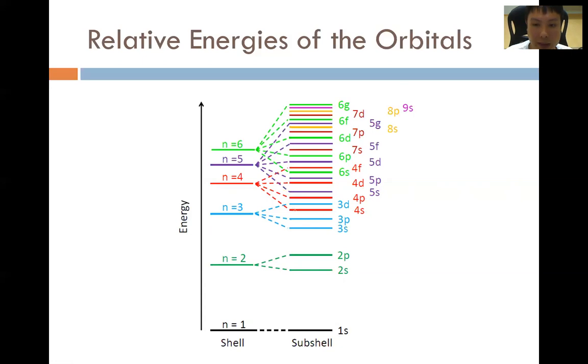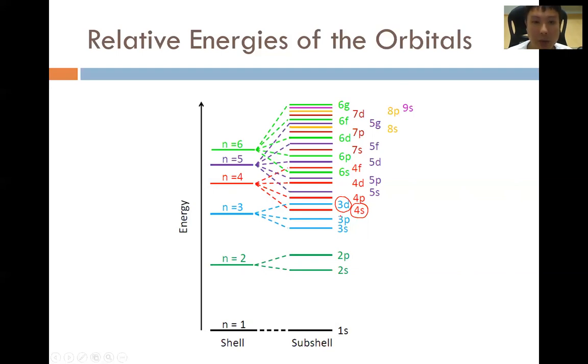But if you look at the relative energies, you will notice that this 4s orbital is actually lower in energy than the 3d orbital, which means that if you were to fill in electrons all the way until the p orbitals, the next electrons that will fill in will go into the s orbital instead of the d orbitals. I'll explain this more clearly in a later slide, so just hang on.